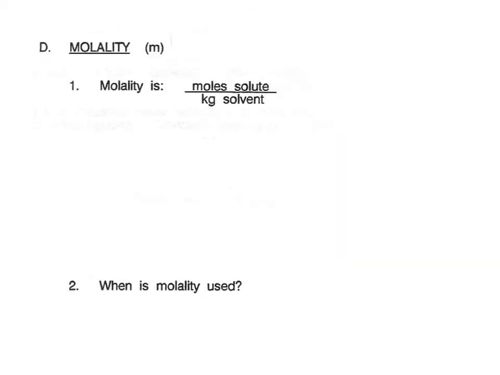The next concentration unit we're going to look at is called molality. And this is going to have a lowercase m. It should be italicized. It isn't in this picture, but it should be italicized. Now, molality is the number of moles of solute per kilogram of solvent. So this one's unusual because this is the only one that uses solvent only on the bottom. And it's also in kilograms of solvent.